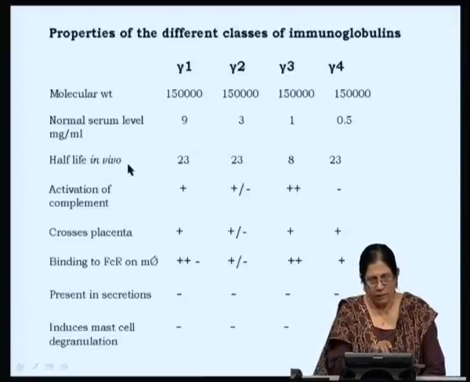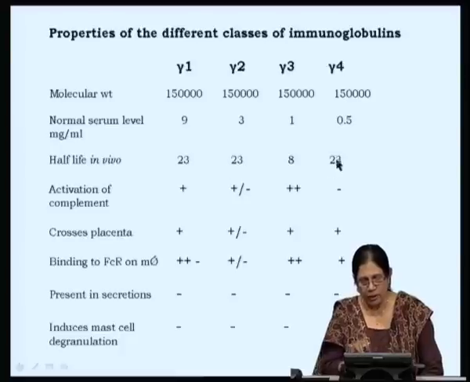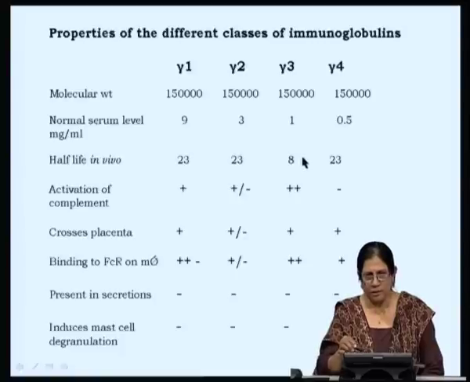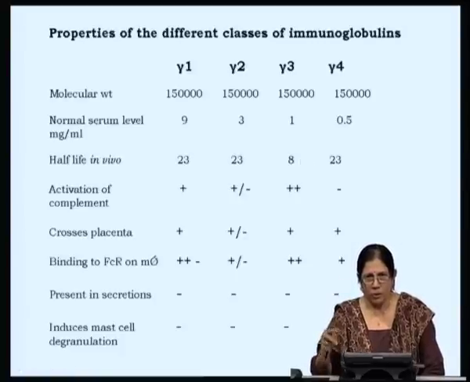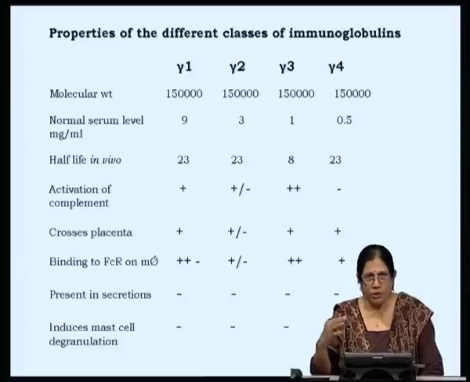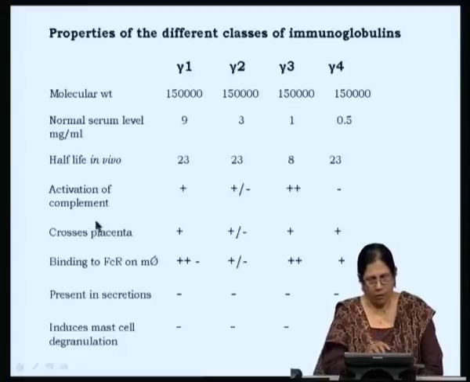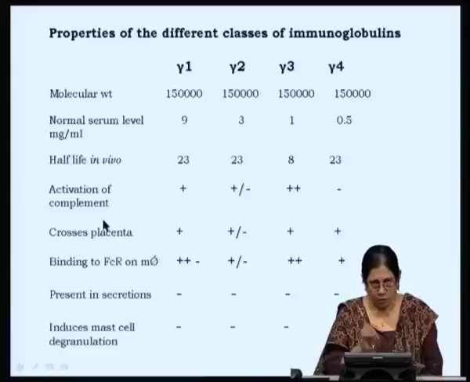This says days, I missed that. Half life in vivo, days: 23 except for IgG 3. Now, you can immediately link this to the presence of that very long hinge region which allows proteolytic degradation. So, IgG 3 has a stability of only 8 days. Can all of them activate complement? That is going to be my next lecture.